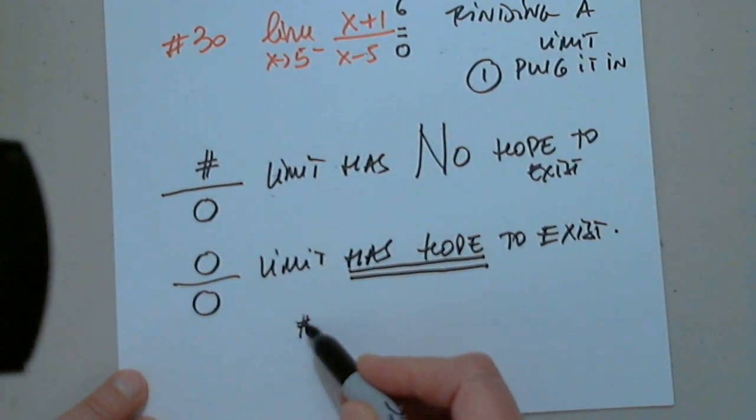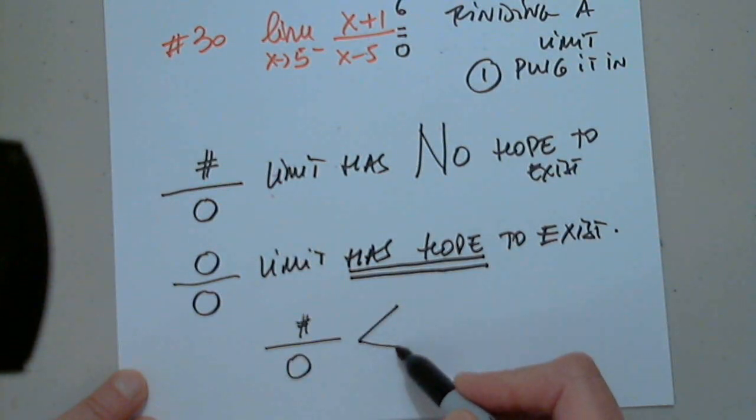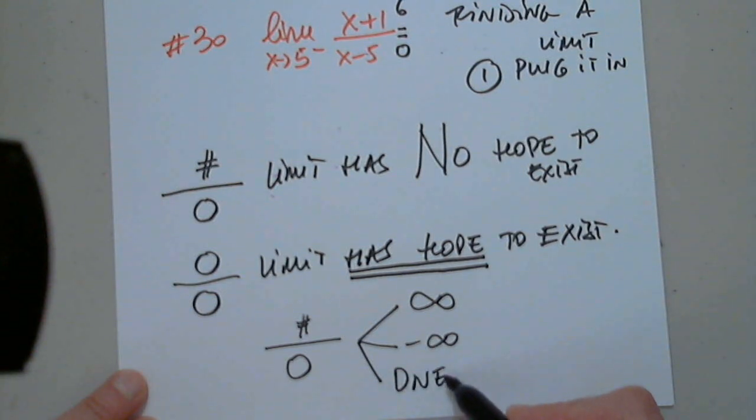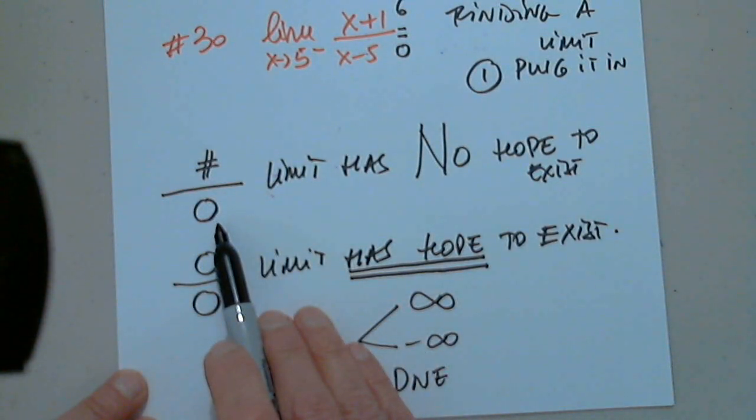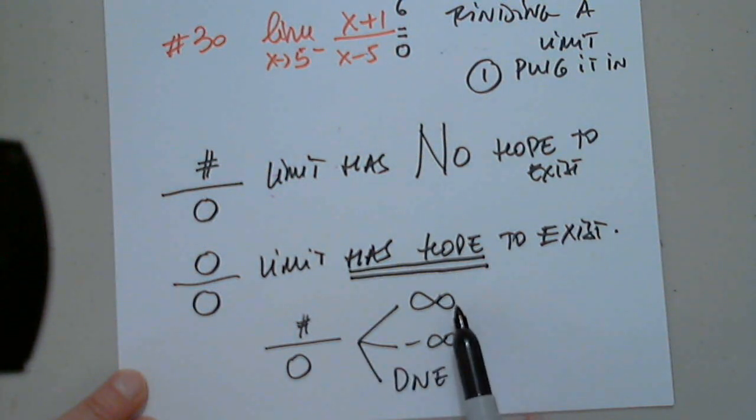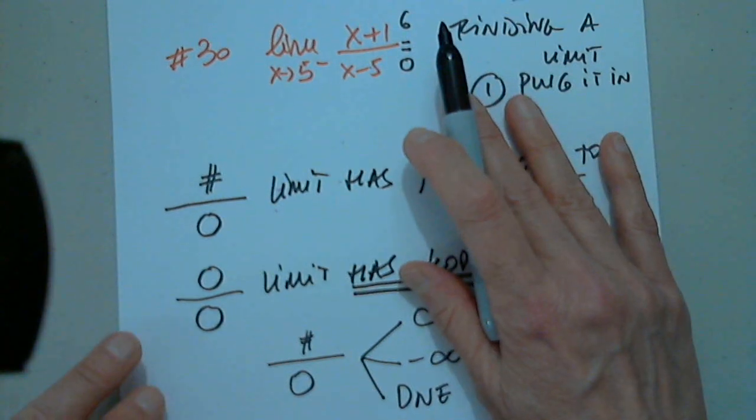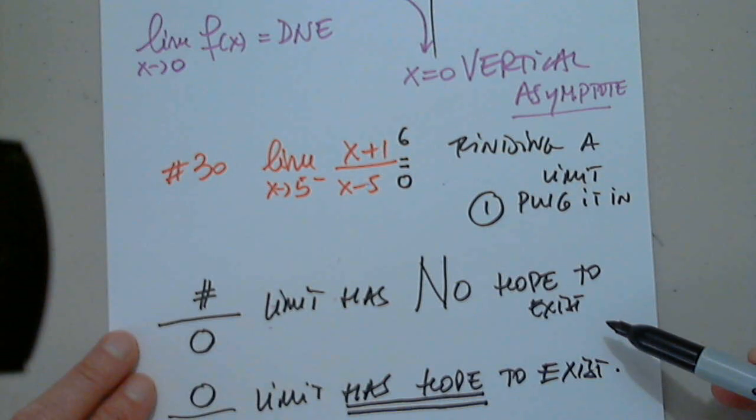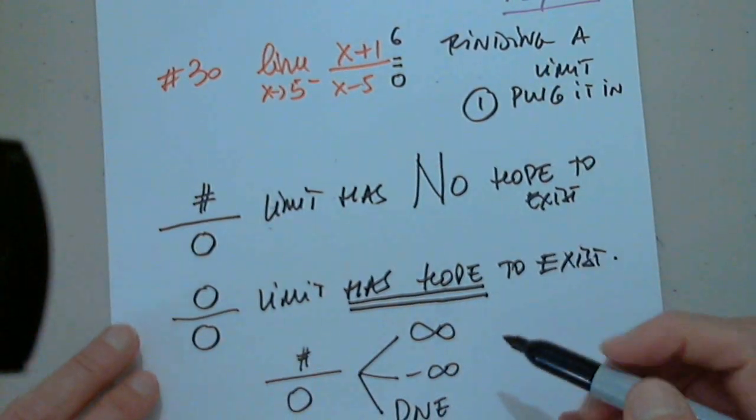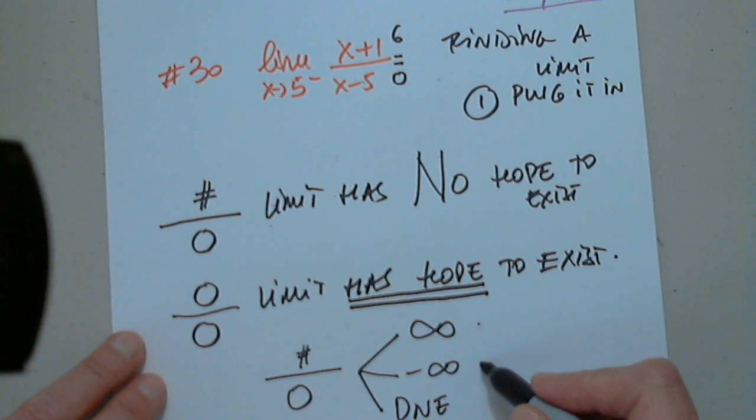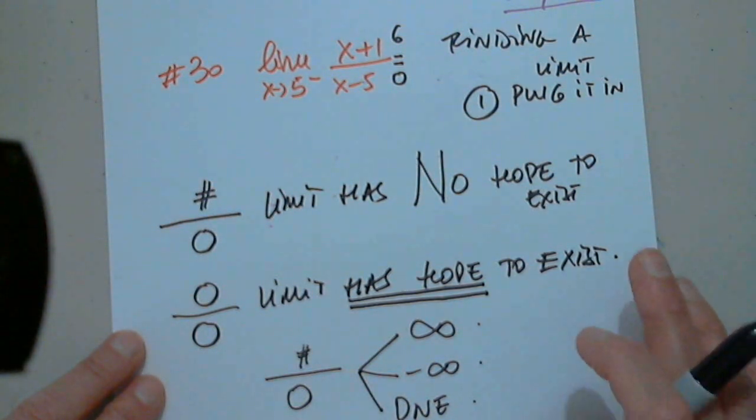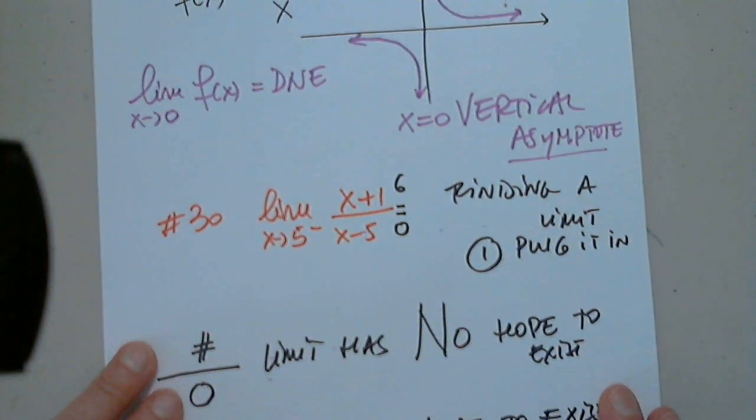So a number divided by 0 has 3 options: either infinity, negative infinity, or DNE. This is doomed forever. So coming back here, knowing that it's this situation with no hope, I need to choose. Either I choose this, or this, or this. One of these 3. How do I choose?